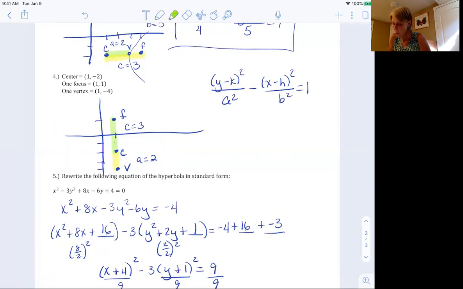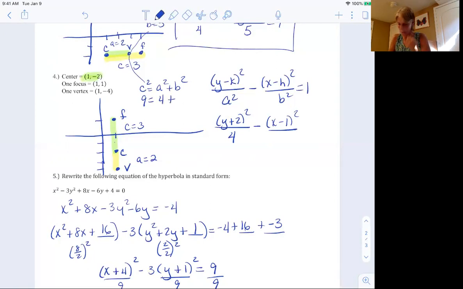When I go to plug in my point, I have to be really careful that I put the h with the x and the k with the y. A squared is, A is 2, so A squared is 4. B squared I have to figure out. Oh, every example, B squared is 5. How did that happen? B squared is 5. We're equal to 1.